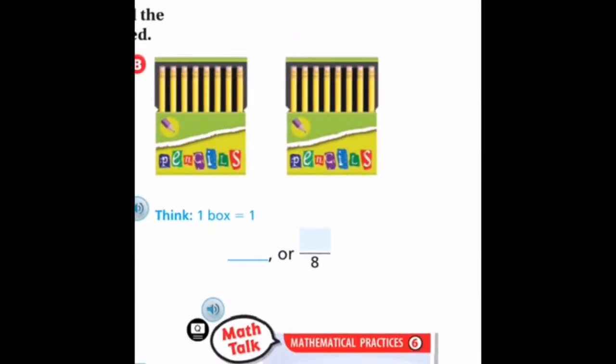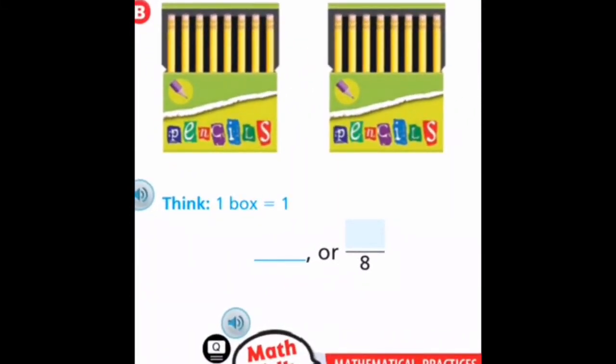Let's look at this one. We have a box of pencils. How many boxes do I have? Well, that's easy. I have 1 box, 2 boxes, right? So 2 boxes. Okay. How many pencils are in each box? Well, that one's a little trickier, but we can count them. 1, 2, 3, 4, 5, 6, 7, and 8. 8 pencils in each box. That's why the denominator is 8.